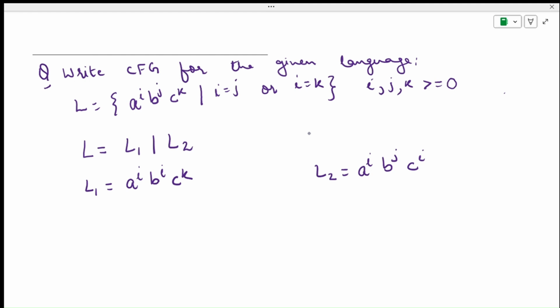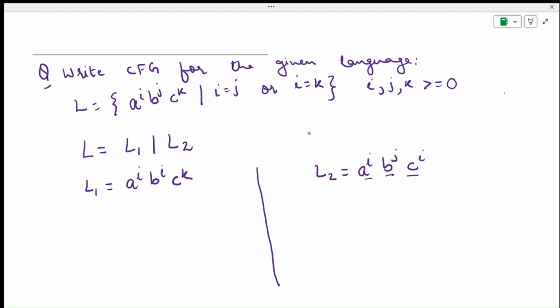L1 is given as a raised to the power i, b raised to the power i, since we need to have the same number of a's and the same number of b's, followed by c raised to the power k. And in L2 we have a raised to the power i, b raised to the power j, because the number of a's and the number of b's are independent, but the number of c's has to be equal to the number of a's. So in this case I will write the grammar for both of these languages. So I will start with language L1.